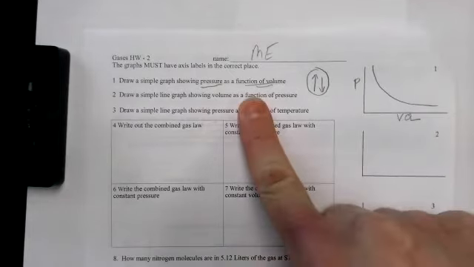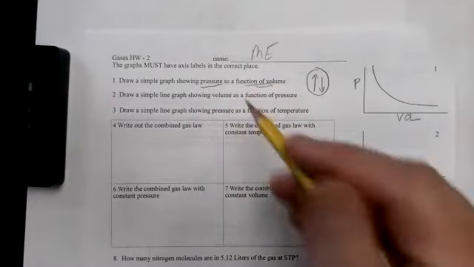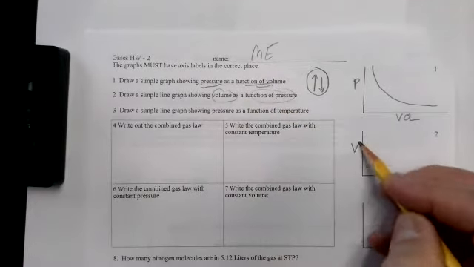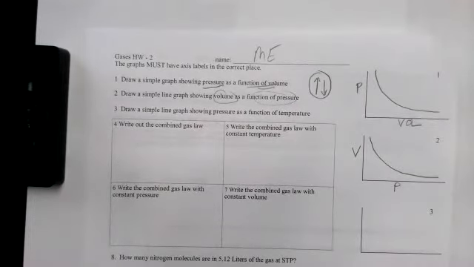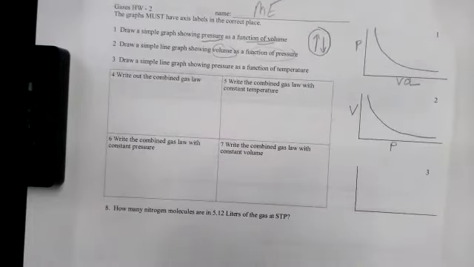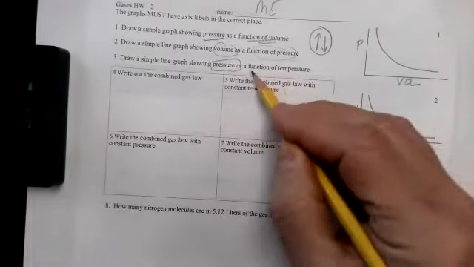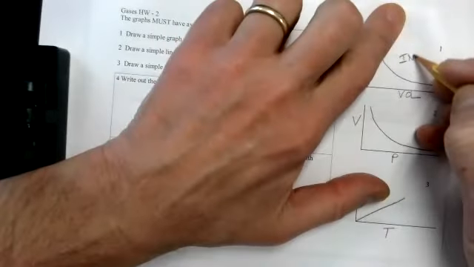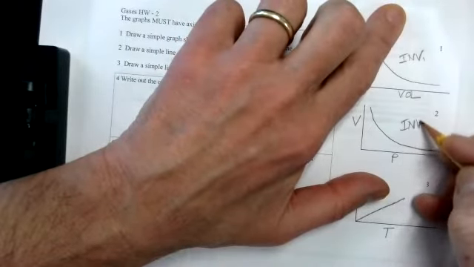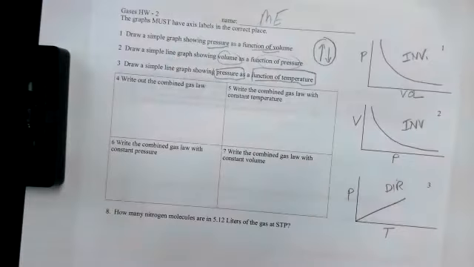Number 2, this one says volume is a function of pressure. So volume goes first, then pressure, and it's still curvilicious. The most important thing is whatever goes first, that's what goes on the y-axis. The next one says pressure as a function of temperature. That means pressure and temperature. This is directly proportional, which means it has to be a straight line. These are inverse, and this is directly proportional.